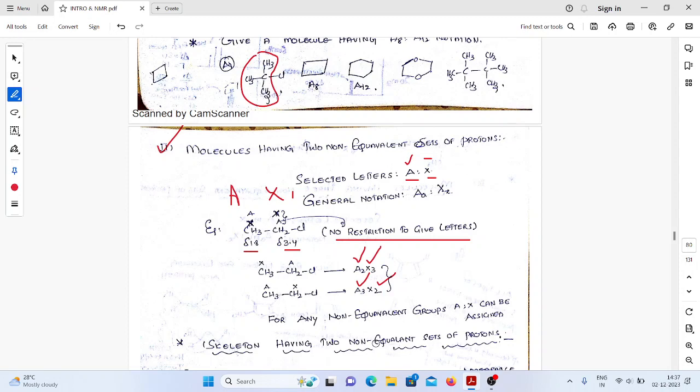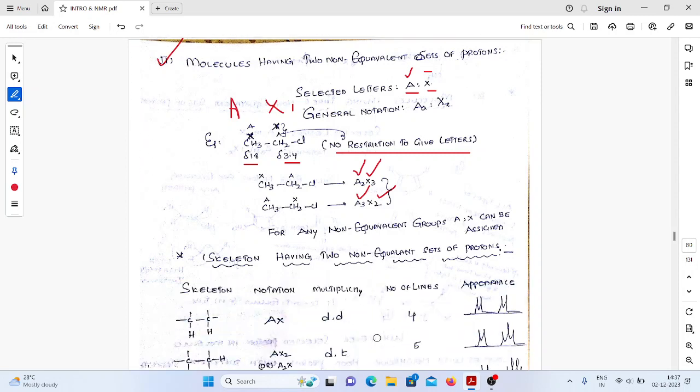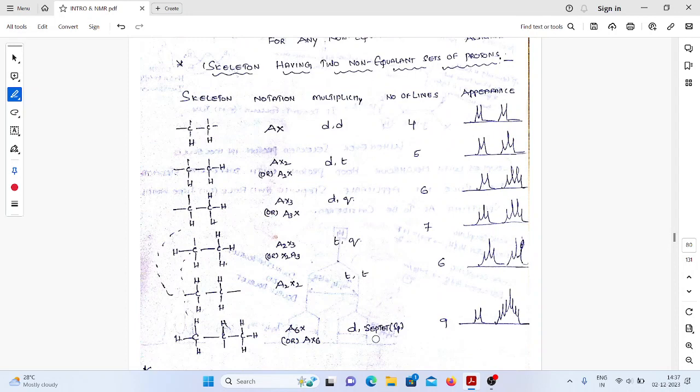The chemical shift difference between the protons is higher. Okay, so here we have different skeletons. Assume that this is an A type proton and this one is a B type proton. You have two types of protons, A type and B type, and every time we need to identify non-equivalent sets of protons only. This notation is only to identify the non-equivalent sets of protons.